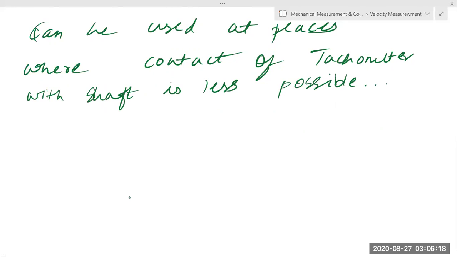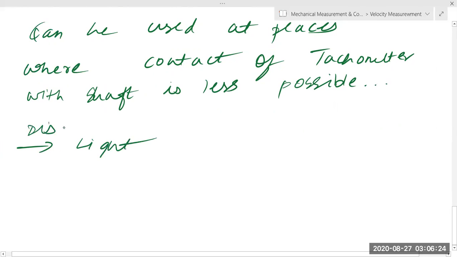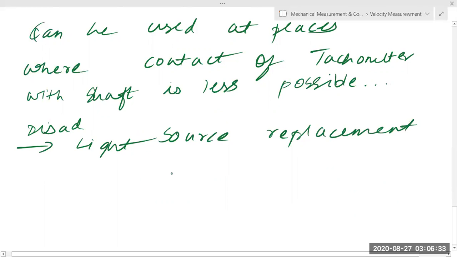One more thing I would like to add about disadvantages. One of the disadvantages: the light source needs to be replaced. I'm telling you about a disadvantage, light source replacement. After 50,000 hours, whatever light we use here is very efficient, but still it needs to be replaced after 50,000 hours of usage.